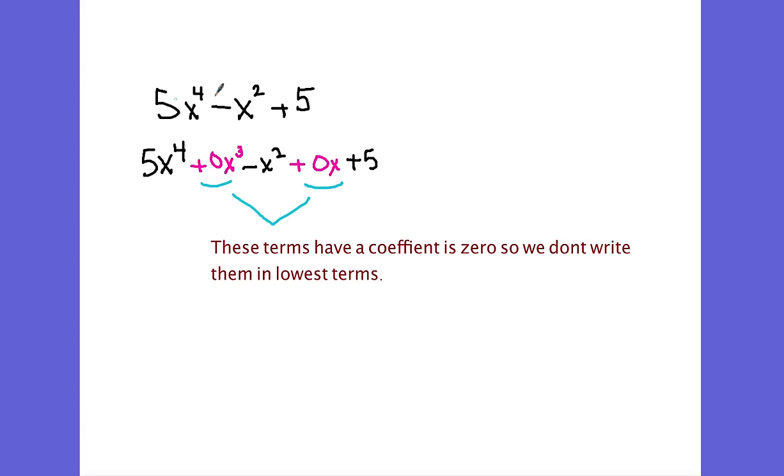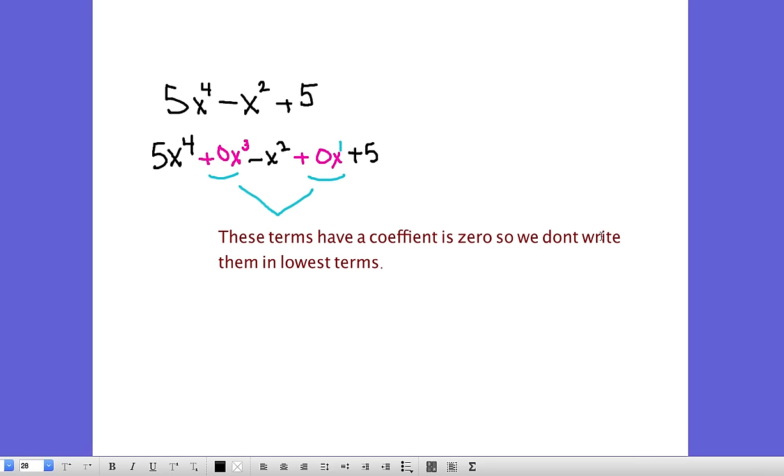But in between here, we actually have a value for every exponent. So 5x to the fourth, then it would be 3. So that's actually 0x to the third minus x squared, and then plus 0x, because we don't have an x term, and then plus 5. So these terms have a coefficient of 0, so we don't write them in lowest terms whenever we are simplifying them. But I just wanted to make you aware that it can have a coefficient of 0, but then we simplify that out so that it doesn't leave it there.